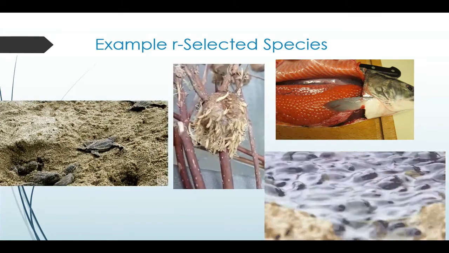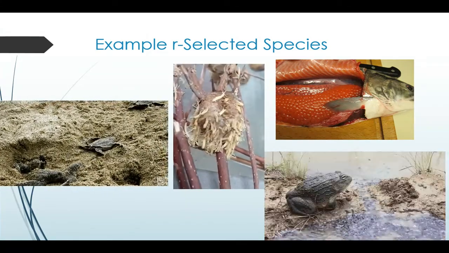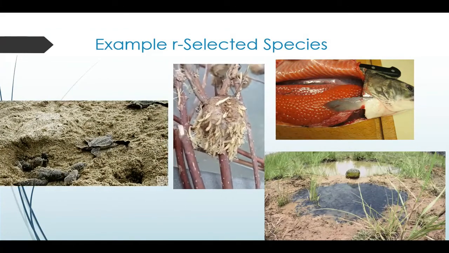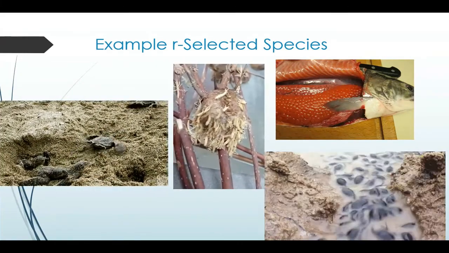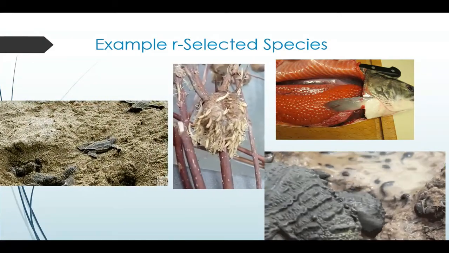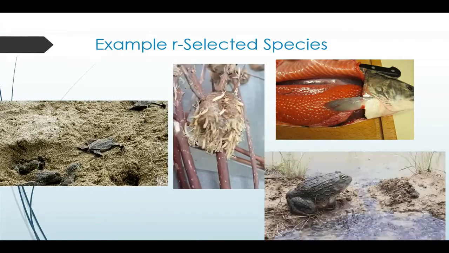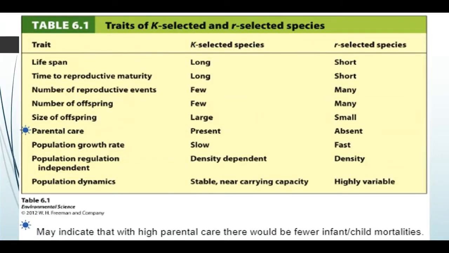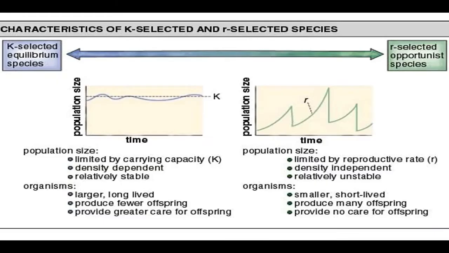So here's some examples. Again, sea turtles, praying mantis. Here you have fish, and this is salmon, just showing how many eggs are inside here, tadpoles, and different other types of amphibians, which will lay many, many eggs at a time, hoping that they reach full adulthood. Again, here's a little comparison between the two. And again, you're looking at how the K-selected compares to the R-selected species. We're looking at the way in which different organisms react to this and how their populations fluctuate.